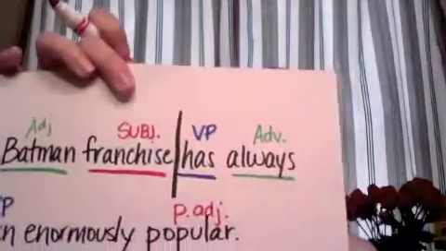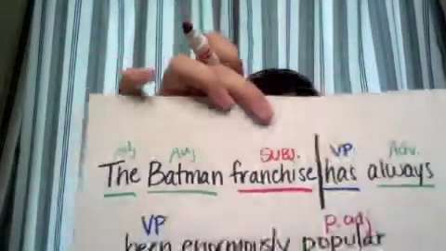And then what about popular? Popular describes how the franchise has been. And since it's in the predicate and it is describing, it is going to be called a predicate adjective. So I'm going to mark that one in red. Okay? So now I have to figure out enormously. Enormously is modifying an adjective. So that's going to make it an adverb.